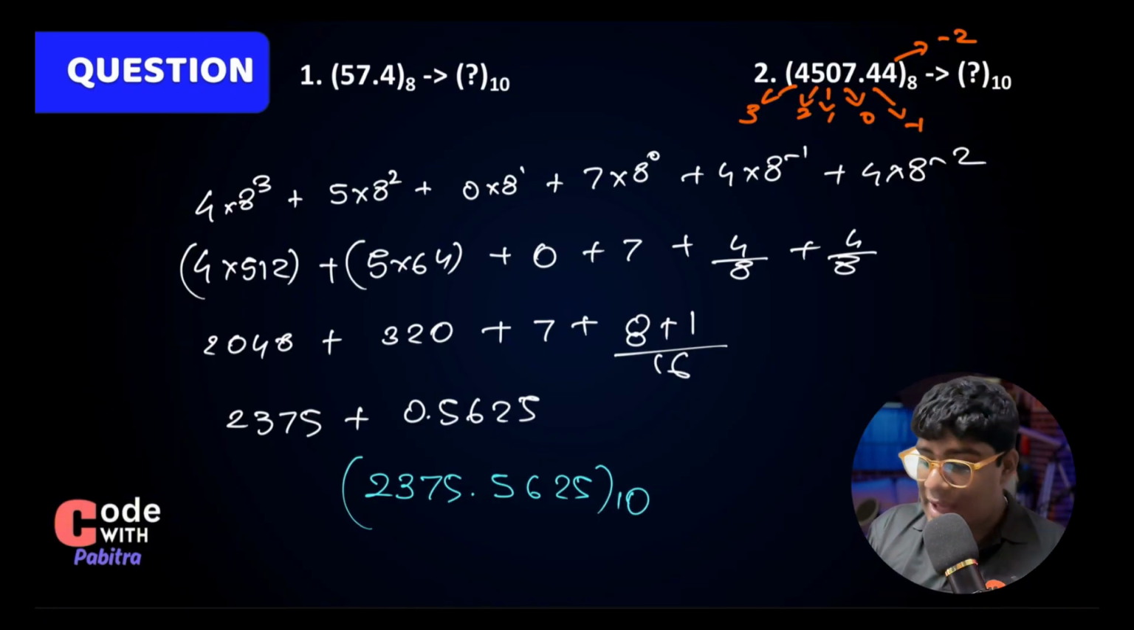Octal to decimal conversion is very important in computer science because octal numbers provide a shorter representation of binary data while still being easy for a human to understand.